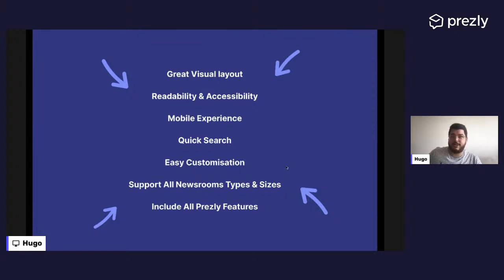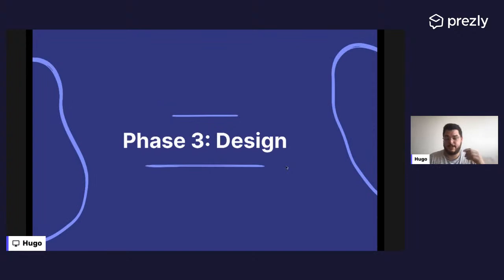Quick search was also something we noticed that our old themes were not doing great, so we decided to rework our search component. They needed to be easily customizable, and this one is the most important of all: they needed to be adjustable to all types and sizes of newsrooms. We also wanted to include all the Prezly features present in the old themes. So yeah, these were our goals, and they were the perfect start for phase three.